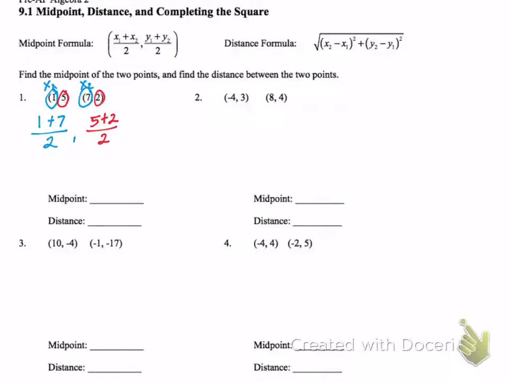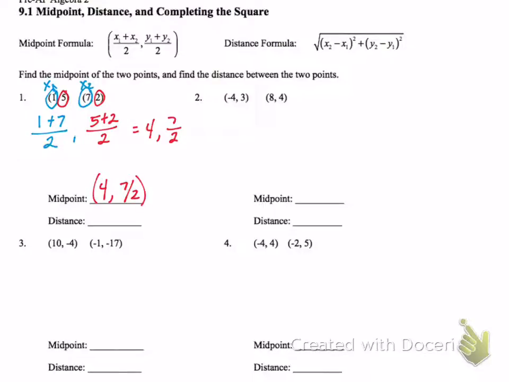So you end up getting 8 over 2, which would be 4. And 7 over 2, you have an odd number, so I'm just going to leave that as 7 over 2. You don't need to write it as a decimal or anything like that.